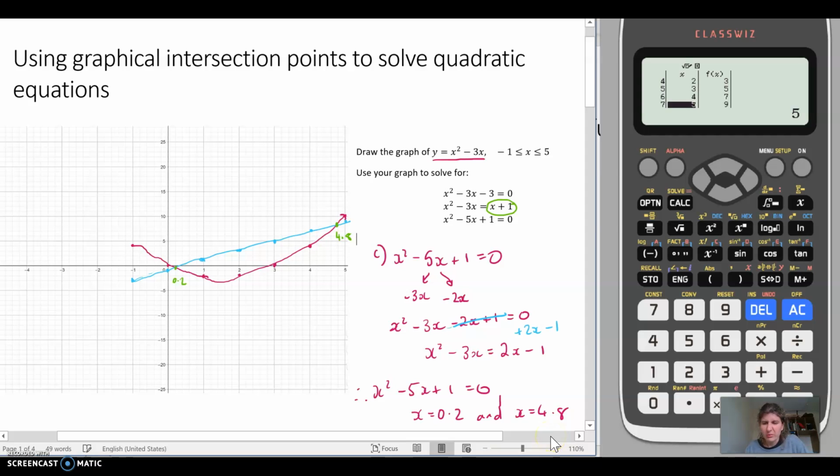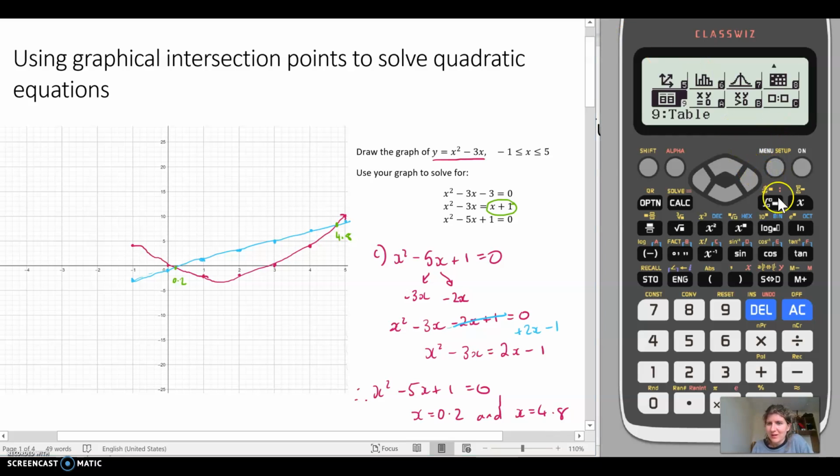Now you can probably hear from the tone of my voice, I don't find this particularly overwhelming, exciting maths, and the reason for that is that I think there's better ways of solving these equations. Quadratic formula, for example. So what you could do if you wanted to from this stage is check how accurate your answers are using the quadratic formula, which we know is better.